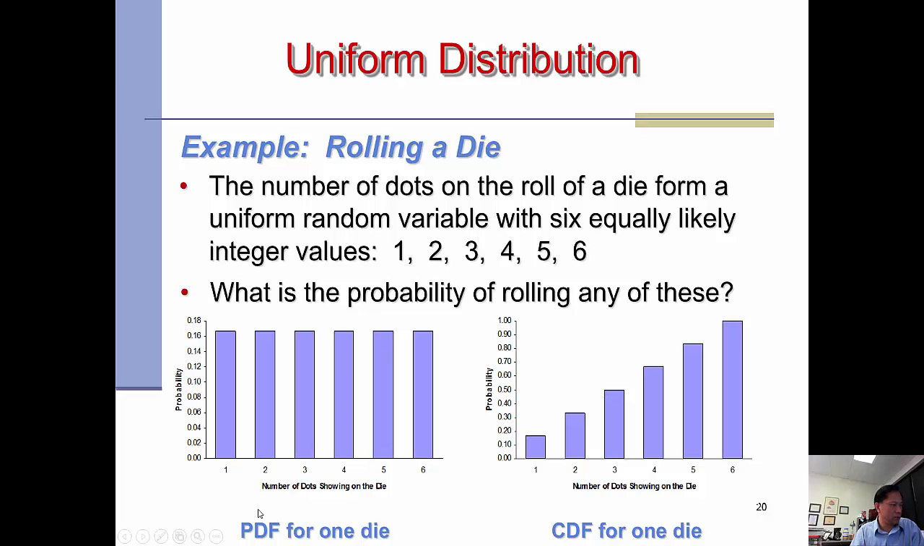Rolling one of these is the PDF. For each one of the 6 numbers, 1 through 6, we know the probability is 0.166667. So they're all the same. Now, with the CDF of that, the first one here is 0.1667. The second one is 0.1667 plus 0.1667. The third one, keep adding up until the last one is 1.0. Right? That's the CDF for rolling a die. Okay.